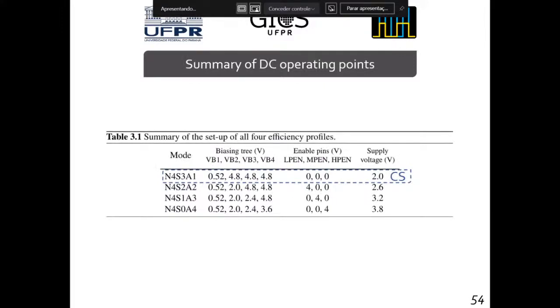This slide presents a summary of the setup for the proposed circuit. In detail, the lowest power mode available is the CS, while the highest is presented as HP. In the proposed circuit, changing modes necessarily means changing the biasing tree voltage, the enable pins voltage, and the supply voltage.